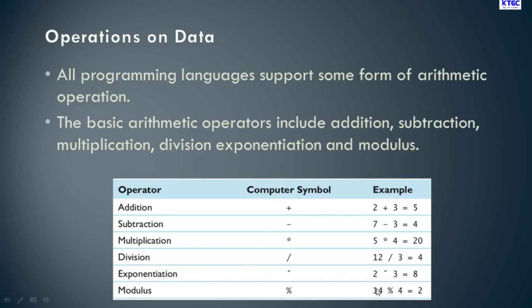When we come to modulus, take 14 modulus 4. What we do here is we keep subtracting 4 from this 14 until we get to a point where we cannot subtract 4 again. And the remaining number becomes the result of the modulus. So you keep subtracting 4 from here. You subtract the first 4, remaining 10. Subtract another 4, remaining 6. Subtract another 4, remaining 2.